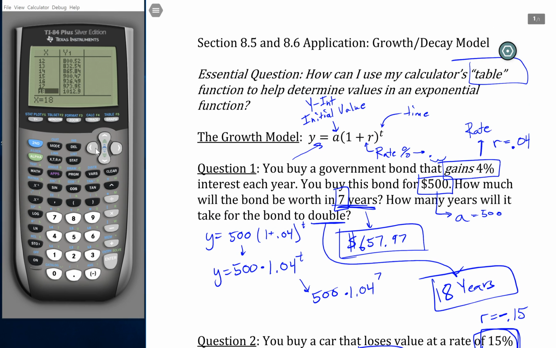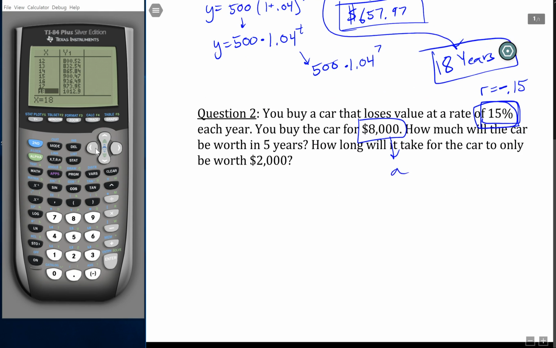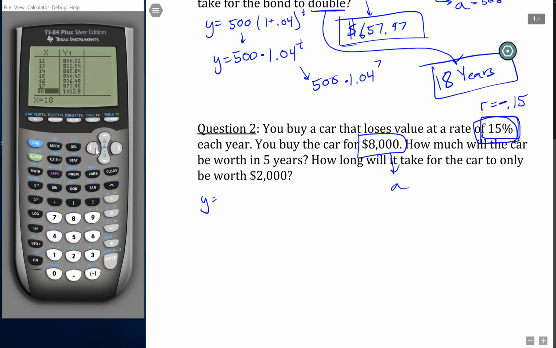Well, of course, we need to start by making our growth model, except now it's actually going to be a decay model, and here's why. When we do y equals, my A is now 8,000. Instead of 1 plus 0.15, I'm doing 1 plus negative 0.15, or 1 minus 0.15 to the t. So when I simplify this, I have 8,000 times 0.85 to the t. And look, this base of my exponent is less than 1. We said when the base is less than 1, it will be decay.